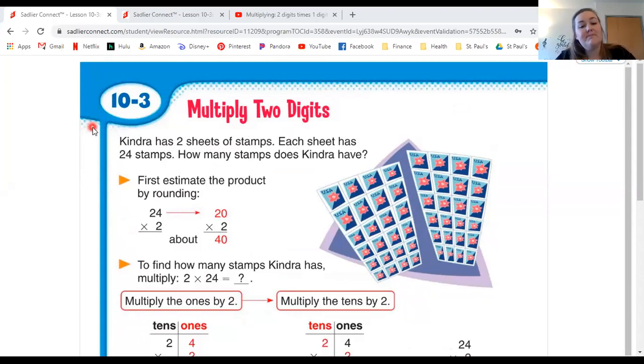We're going to start simple. So here is an example. Kendra has 2 sheets of stamps. Each sheet has 24 stamps. How many stamps does Kendra have? It even shows you the picture here. So you've got 24 and 24, or 24 times 2.